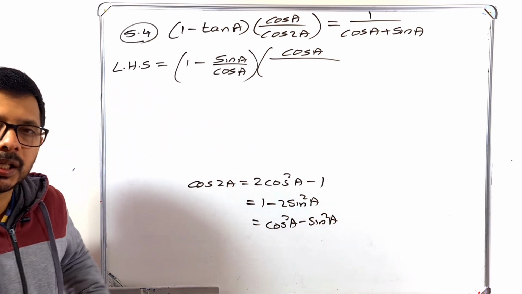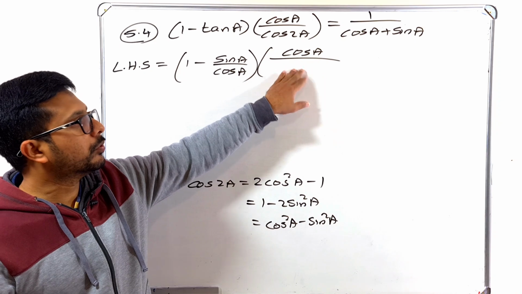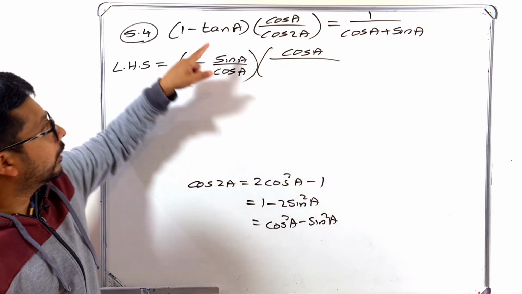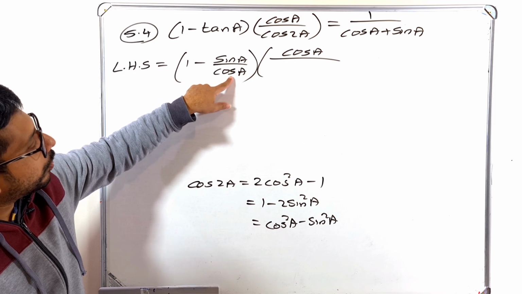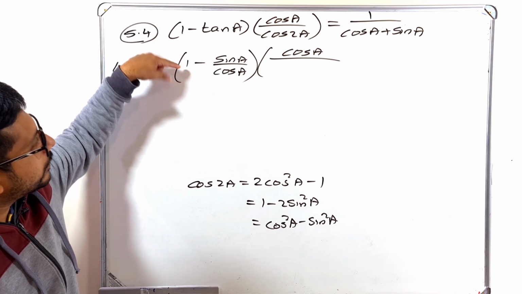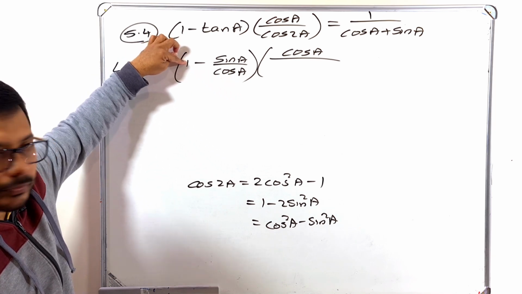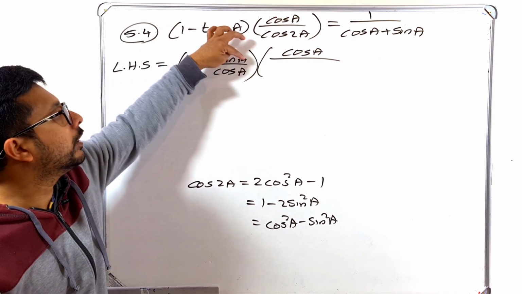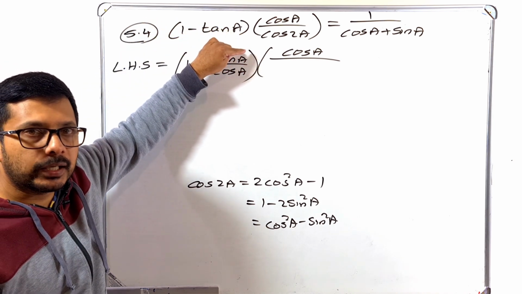So among these three, which one are you going to substitute for this cos 2A here? That you have to think. Look at this one. This cos A, if I take the LCM, is going to multiply with this one, cos A minus sin A. Can you see, in the numerator you are going to get cos A minus sin A.